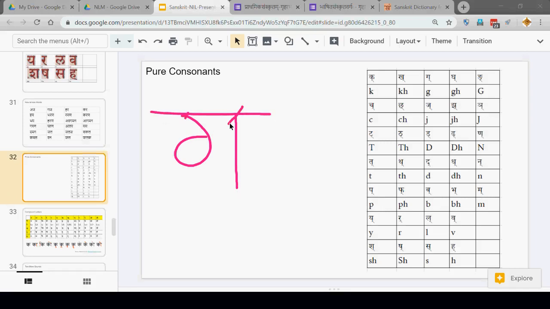There are 2 points touching the vertical line, horizontal line. Then we add the vertical line, so this makes it ga. And to make it dirgha or the elongated e sound, gi, we start at the second touch here of the base symbol, and then complete it at the second vertical line. That is the additional vertical line we have added, gi sound.